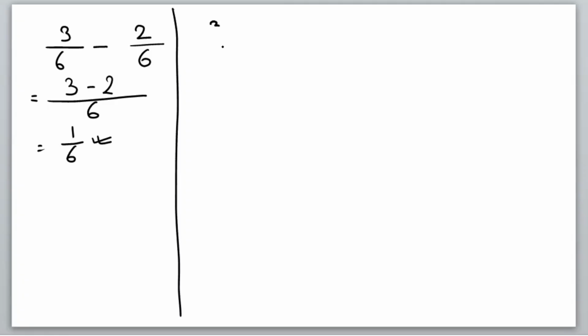3 over 4 minus 1 over 6. Here we have to see whether the denominators are like or not. Here the denominators are different. It means we have to find our common denominator. For that we have to first find the least common multiples.